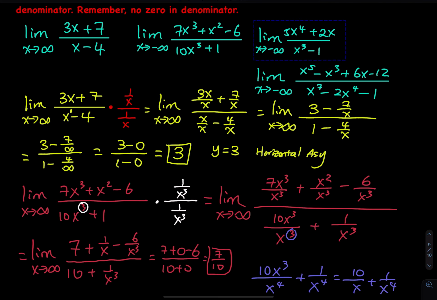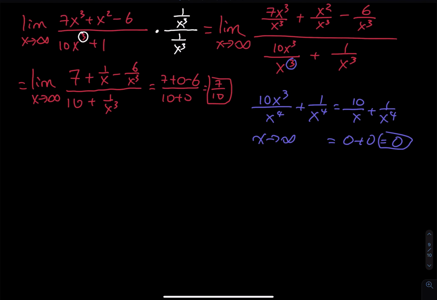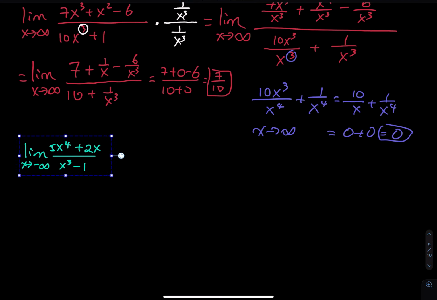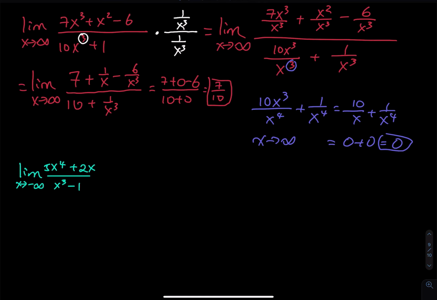I can just go ahead and copy this and bring it down here, so I don't need to copy this problem again. And in this problem, we have x to the third, so this is the highest degree. And then this is 1 divided by x to the third, 1 divided by x to the third.